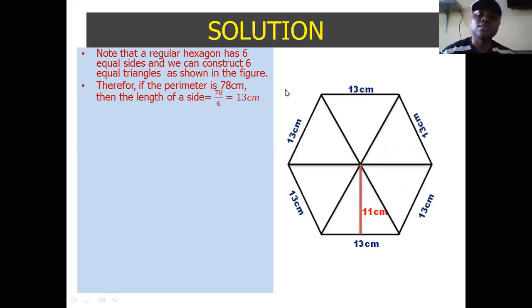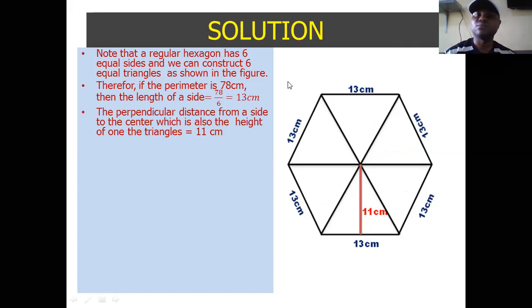So now that you've gotten the detail of how to solve this problem, I want to see if you arrive at the answer before me. Now, the perpendicular distance from a side to the center, which is also the height of one of the triangles, is 11 centimeters, just like I explained earlier. Now, the area of the hexagonal canvas now becomes half base times height times the number of what? The triangles in the hexagonal canvas, as you can see on the screen.